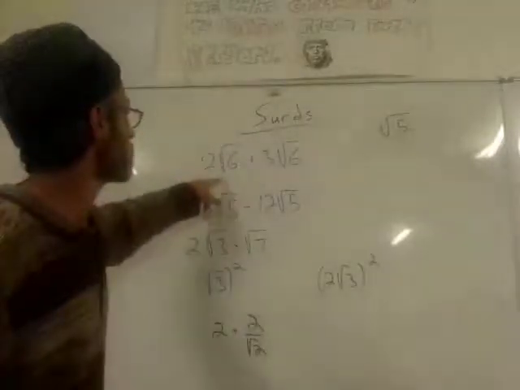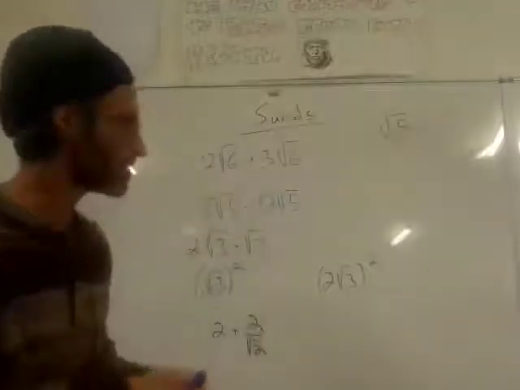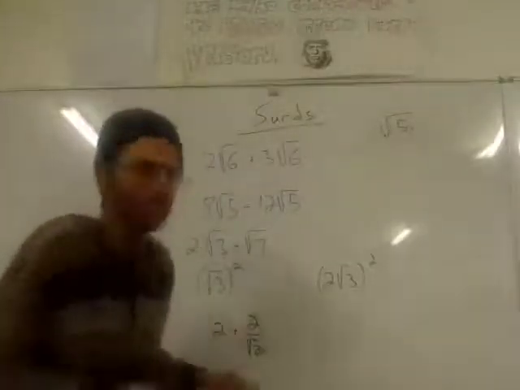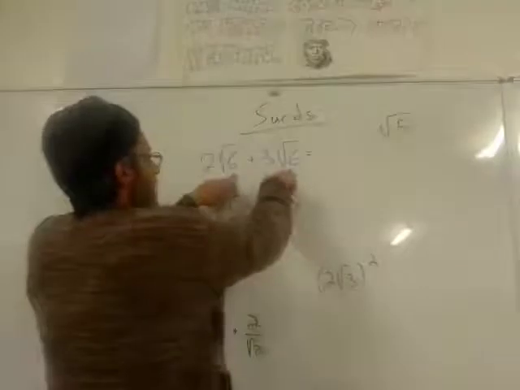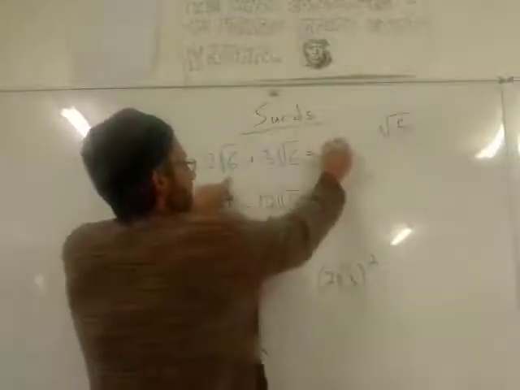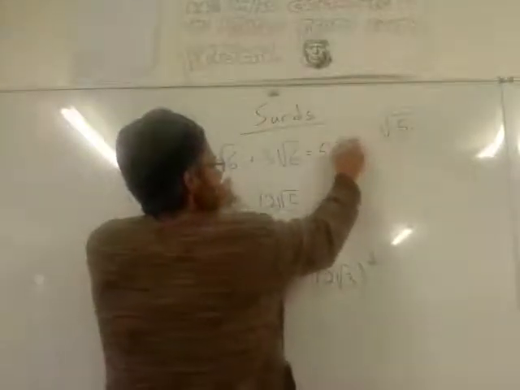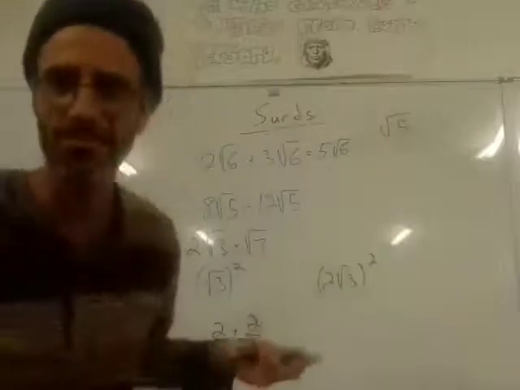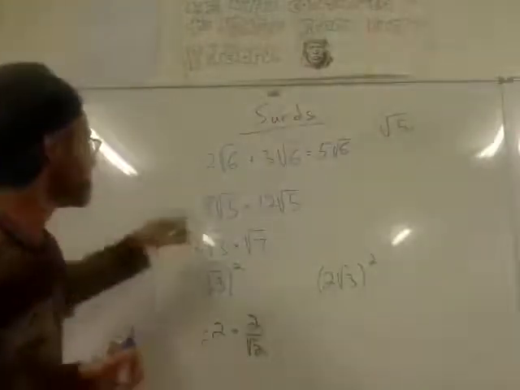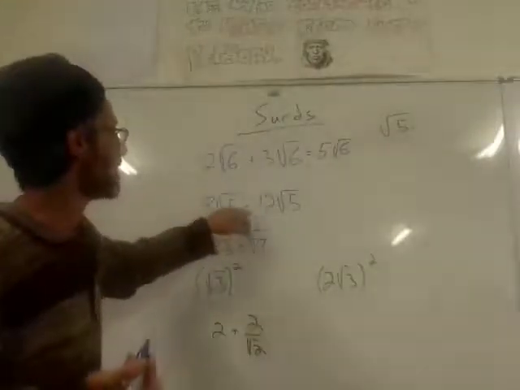So 2 times square root 6 plus 3 times square root 6 is, what do you reckon? It's easy. Imagine that square root 6 is x. So 2x plus 3x is 5x. So it will be 5 times square root 6. That's how it is.